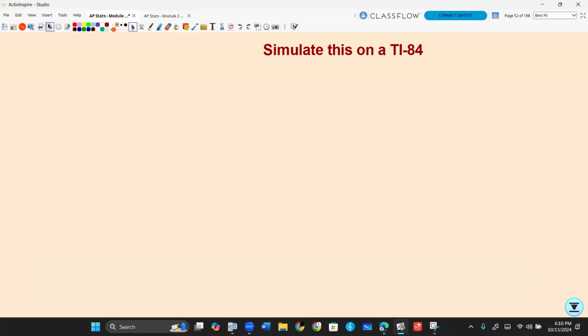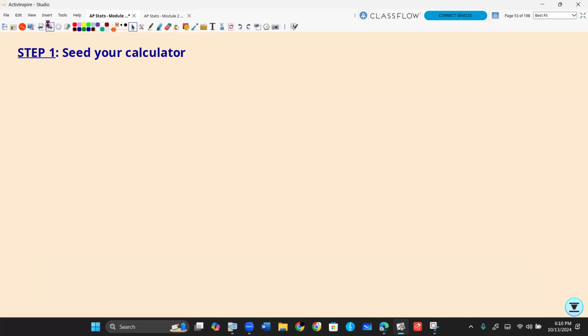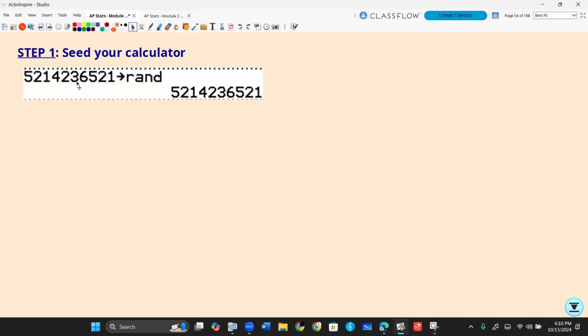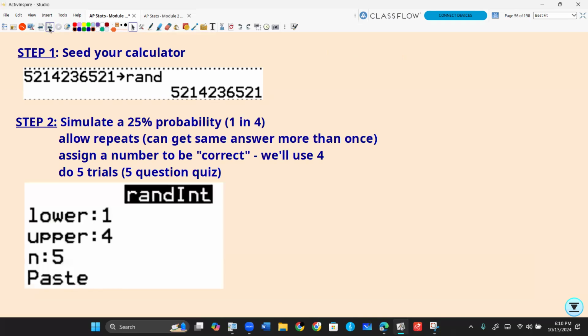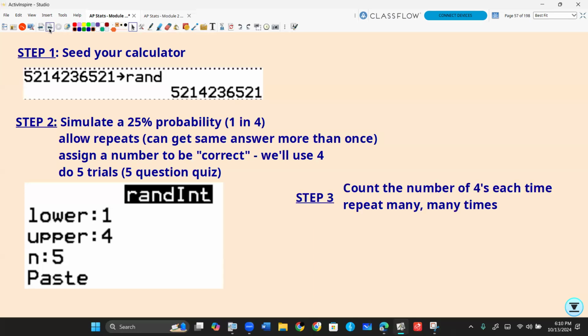So let's break down how it would look on the TI-84. First thing, you want to seed your calculator. So type in a bunch of random digits, go to your math, prob, rand, and press enter to get that calculator seeded, because chances are your memory's been cleared. Second thing, you're going to simulate that 25% by going into the random integer. Don't do random integer no repeats, because we can get answer choice B, for example, multiple times. So we want to do random integer. We're going to select 5 random integers, and we're going to count how many 4s we get each time.